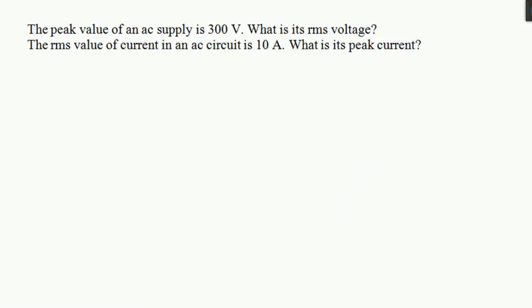So let's solve one question. The peak value of an AC supply is 300 volt. What is its RMS value? The RMS value of current in AC circuit is 10 ampere. What is its peak value? So first question, peak value is given, Vm, so I can find Vrms. And for current, RMS value is given, so I can write IRMS is equal to 10 ampere, and we have to find the peak value. So peak value is root 2 into IRMS, so you can easily find this.